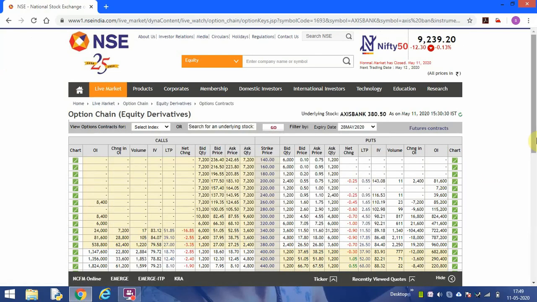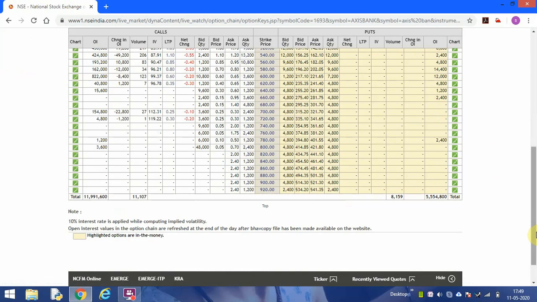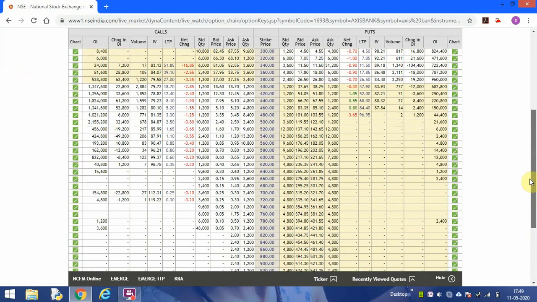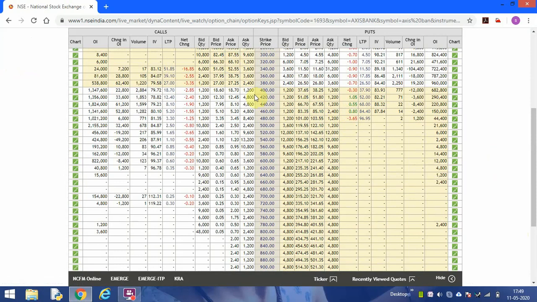Let's say you have a play on Monday. You selected this stock as a bear trade. It is 380.50, and it has closed. So you come here and see 380.50. You see 9,60,000 open interest, and the change in open interest is 19,200. If it sustains, it will go to 400.